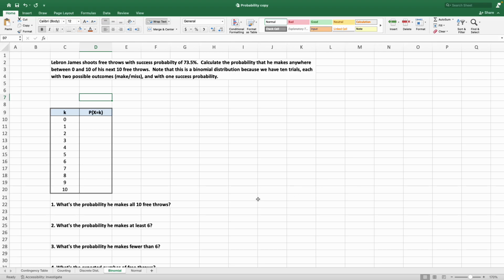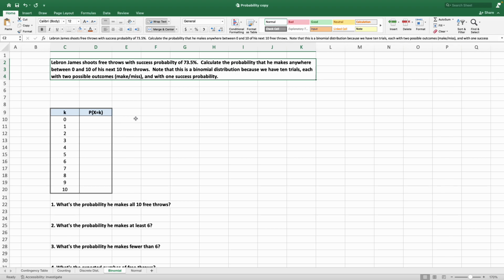Okay, so this video is about the binomial distribution. As of right now, the Lakers are about to start the Western Conference Finals, and I have been watching some of those games. So I thought, why not talk about LeBron James today? I looked up his free throw percentage, and his career-wide free throw percent is 73.5%.